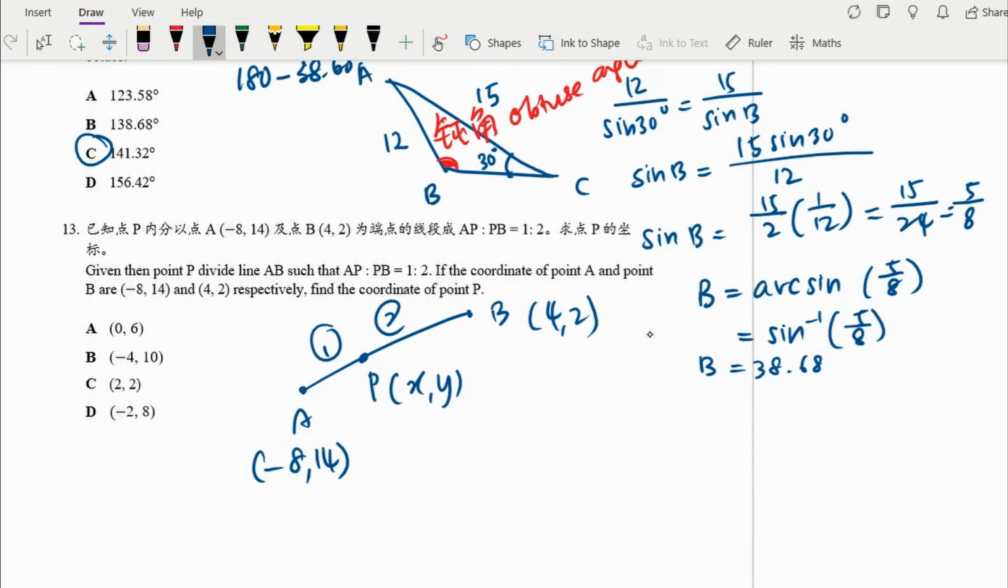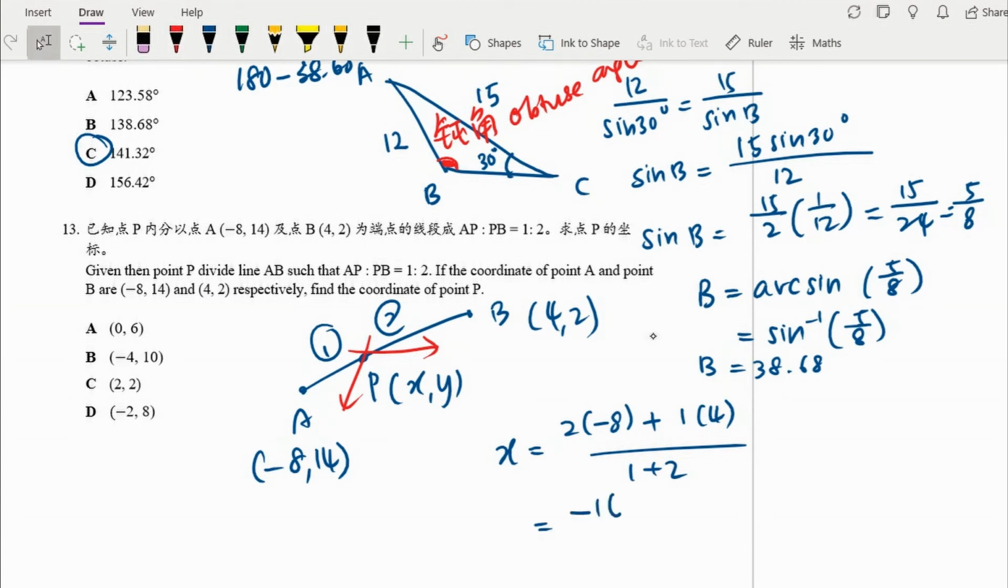So X should be, you cross multiply: 2 times negative 4, plus 1 times 4, then you divide by 1 plus 2. Which is negative 16 plus 4 over 3, which is negative 12 over 3. You should get negative 4. So the answer is actually B.